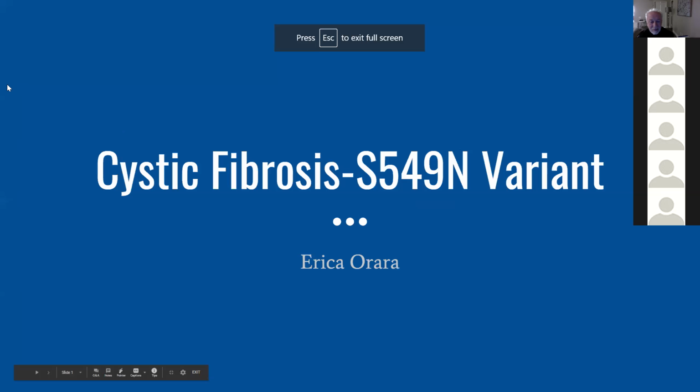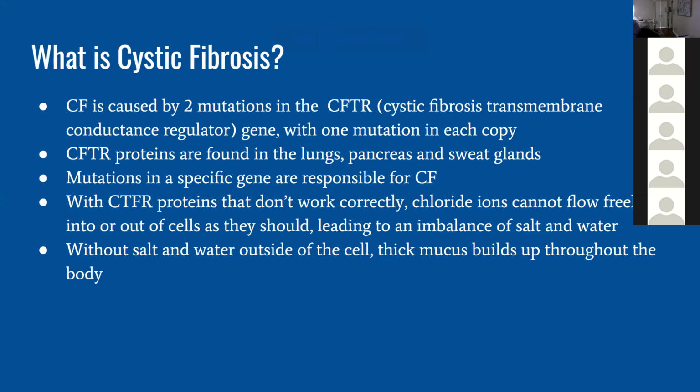Okay, so my name's Erica, and I chose the S549N variant to talk about. So first, what is cystic fibrosis? It is caused by two mutations in the CFTR gene with one mutation in each copy. CFTR proteins are found in the lungs, pancreas, and sweat glands. Mutations in a specific gene are responsible for cystic fibrosis. And with the proteins that don't work correctly, chloride ions cannot flow freely in or out of the cells, leading to an imbalance of salt and water. Without salt and water outside of the cell, thick mucus builds up throughout the body.